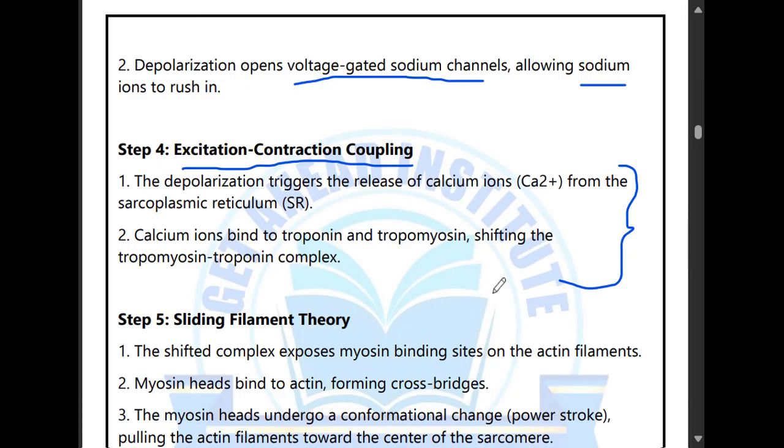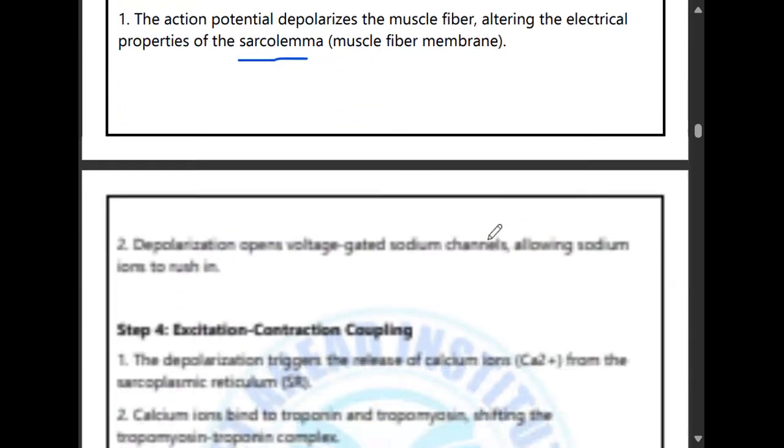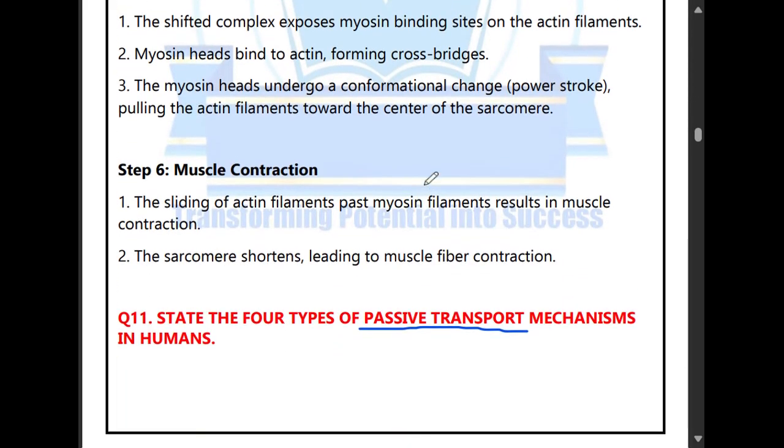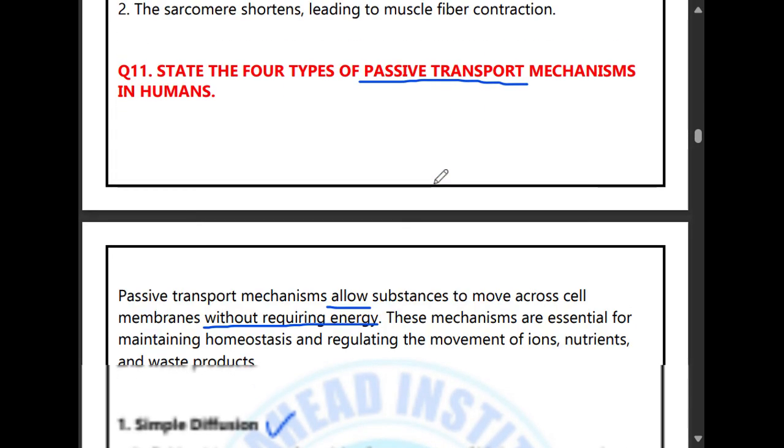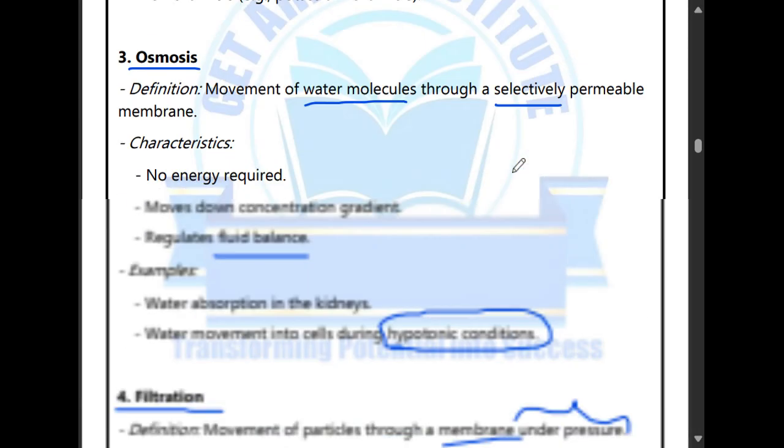This is how I'm trying to talk about the contraction, the excitation-contraction coupling. Let me just write roughly here, then we are going to try to erase. So this is the sarcolemma. Then the invagination, like this invagination, is what we call the transverse tubule or the T tubule. Okay, that is what I was trying to say there.